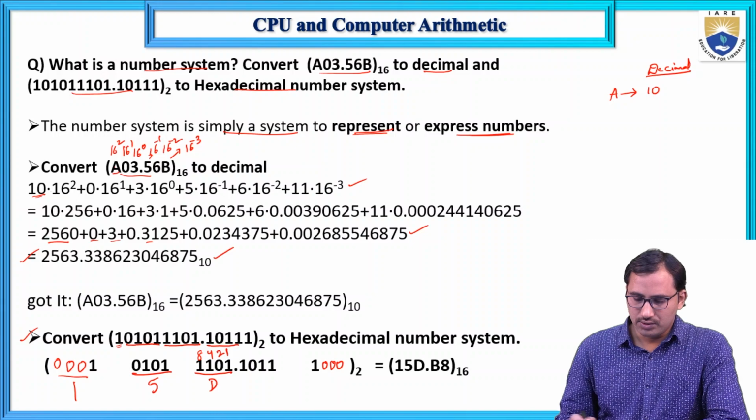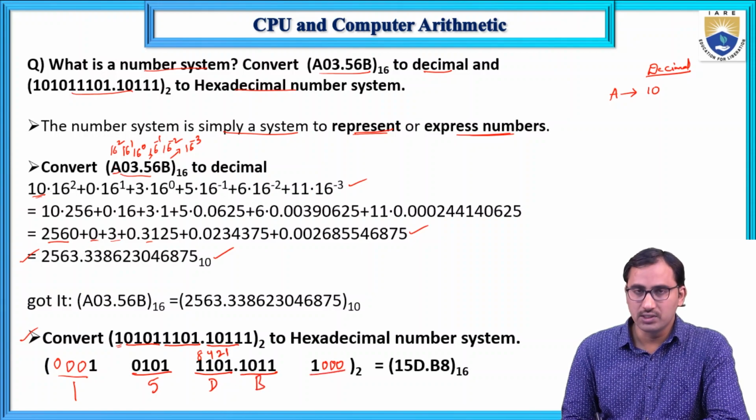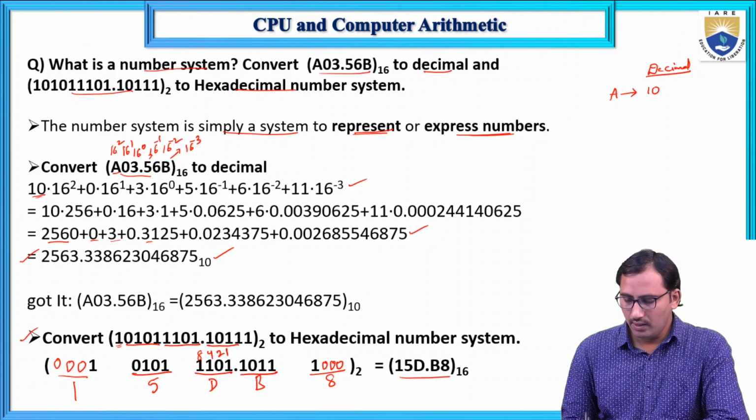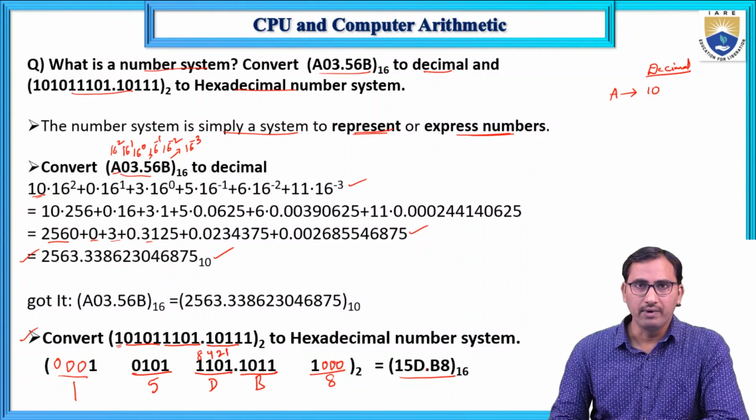Next is 1011. So 1011 means 8 plus 2 is 10, plus 1 is 11. That means B. So this is equivalent to 15D.B8. In this way, we can convert a binary number into hexadecimal by taking groups of 4 bits in the binary number system.